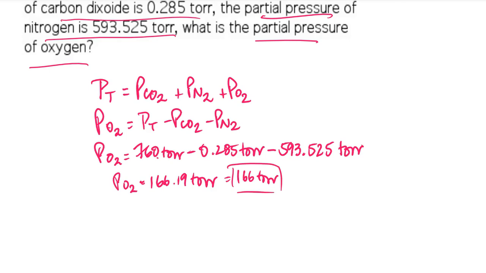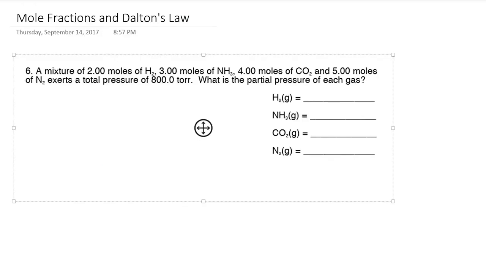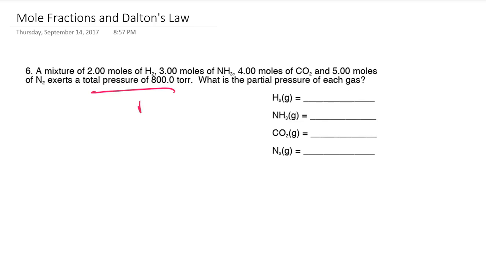Okay, so that would be how I would calculate the partial pressure of oxygen in this case, and this is just simply an application of Dalton's law of partial pressures where I simply have all the pressures of the components but one provided to me. But this is actually a rather simplistic example of Dalton's law of partial pressures. They do get more complicated than this. For example, suppose I'm told that I have a mixture of 2 moles of hydrogen, 3 moles of ammonia, 4 moles of carbon dioxide, and 5 moles of nitrogen. And this mixture exerts a total pressure, so this is my PT, of 800 torr. What is the partial pressure of each gas?